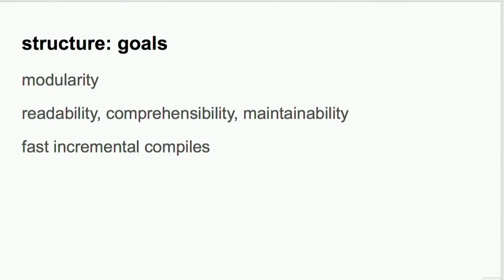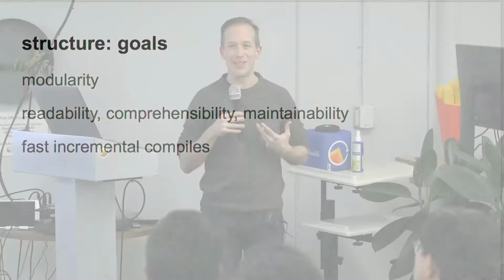Our goal in wanting to improve the dependency structure of our code is modularity, which I hope I won't have to unpack too much why that's good, but it has all sorts of benefits. There are so many. Modular code is more readable. It's more comprehensible. It's more maintainable. And it can also serve different purposes.